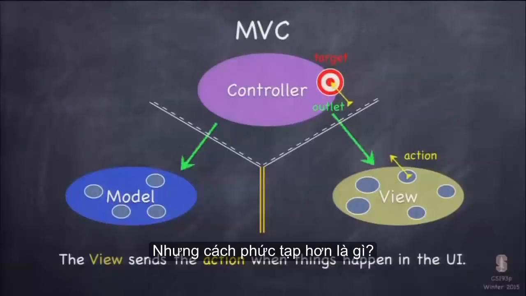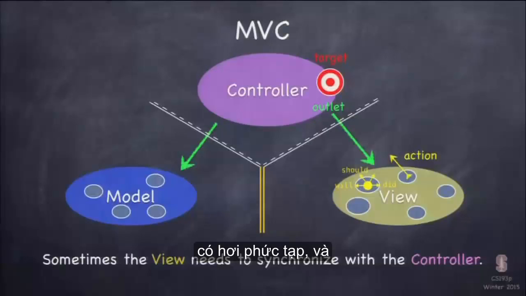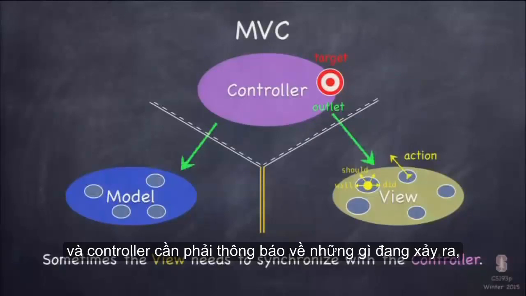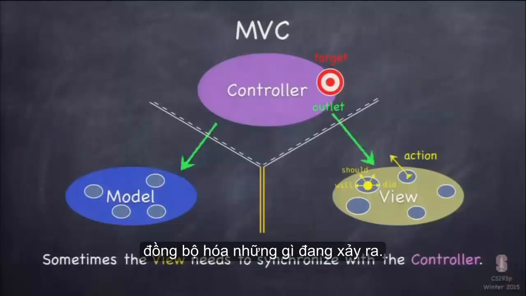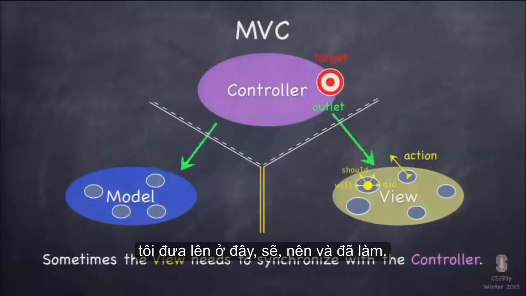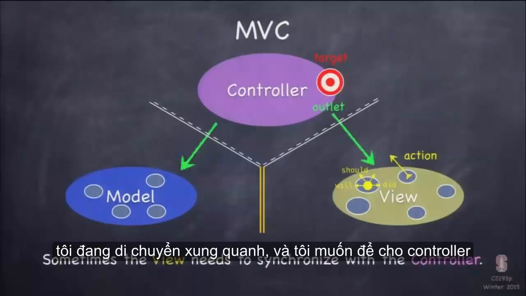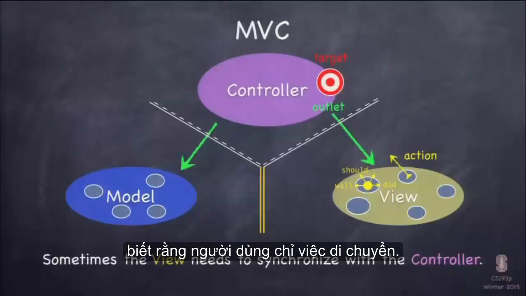Okay? But what about more complicated ways? Sometimes things are happening in the view that are somewhat complicated, and the controller needs to be informed of what's going on, synchronizing what's happening. One way to think about this is these words I put up here: will, should, and did. Let's say I'm a scroll view and I'm scrolling around, and I want to let the controller, somebody, know that the user just did scroll.